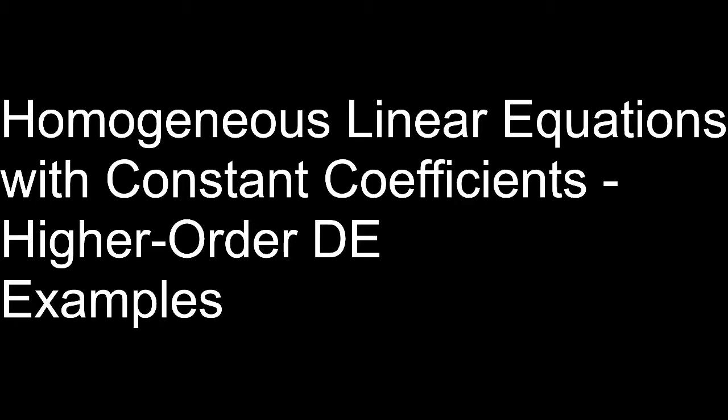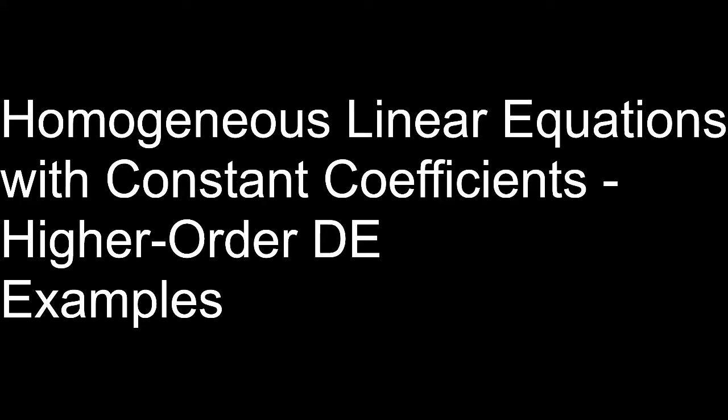Hello everyone. This is my second video on a section titled Homogeneous Linear Equations with Constant Coefficients. In my previous video I worked on some second order differential equation examples, so hopefully you've seen that one. If not, please do. In that video I talked about different scenarios that can come about when solving the auxiliary equation: whether the solutions are real and distinct, repeated real solutions, or complex conjugates.